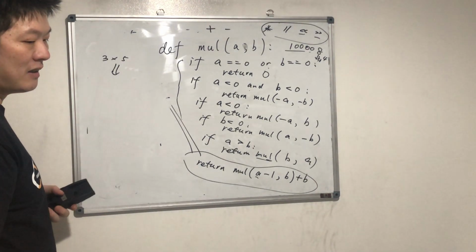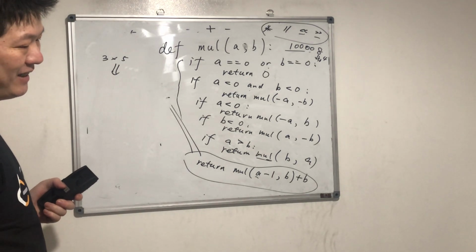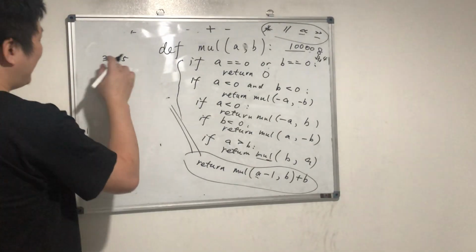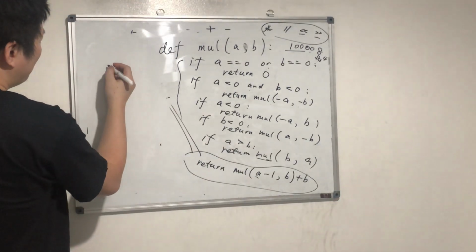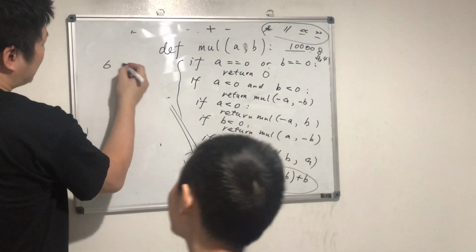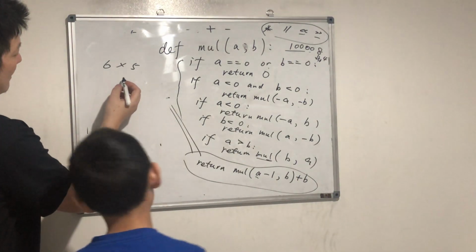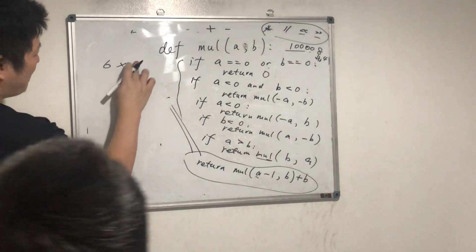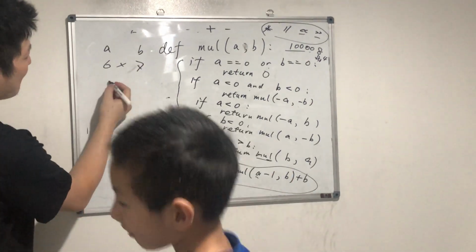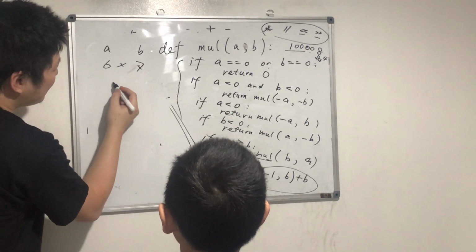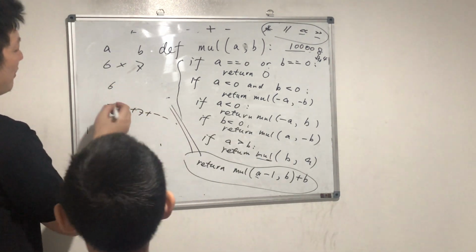3 times 5 equals 15. Yeah, I know. Maybe look, 6 times 5 equals 30. Maybe 6 times 7. Okay, how do we do it? This is A, this is B. Instead of adding 6 times 7, that is 7 plus 7 plus 7 plus 7, we can do this.